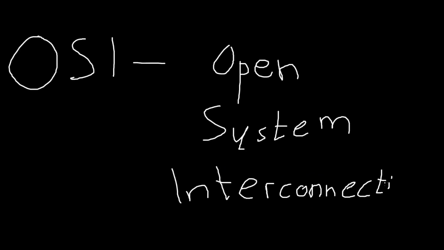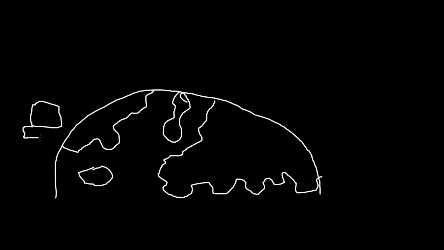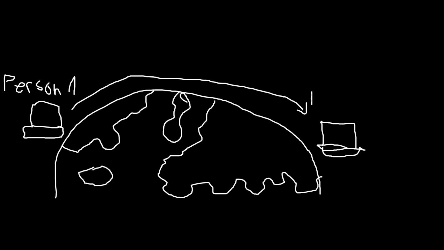OSI stands for Open Systems Interconnection. It is a 7-layer architecture, with each layer having specific functionality to perform. All these 7 layers work collaboratively to transmit the data from one person to another across the globe.